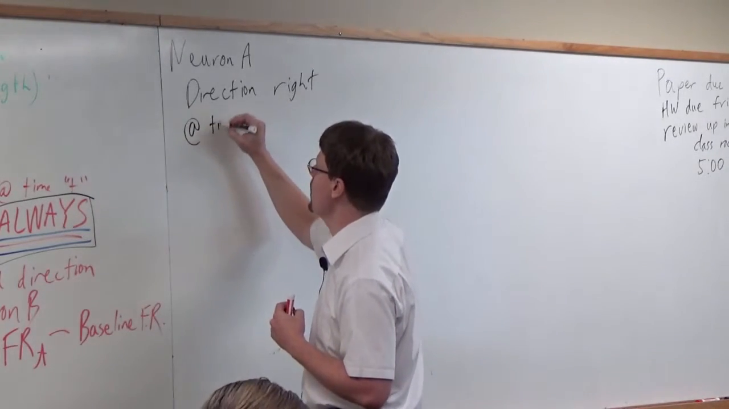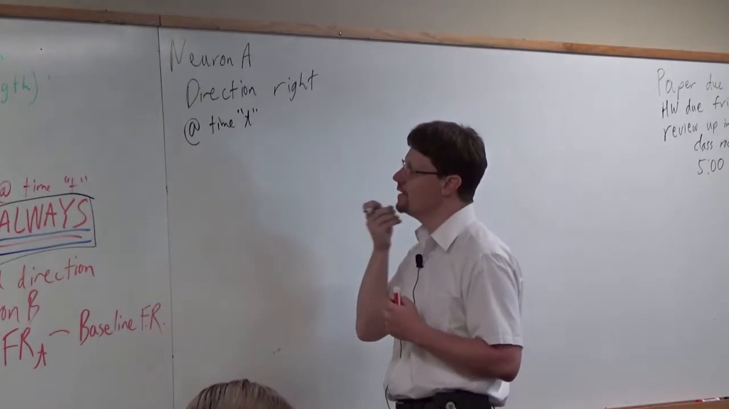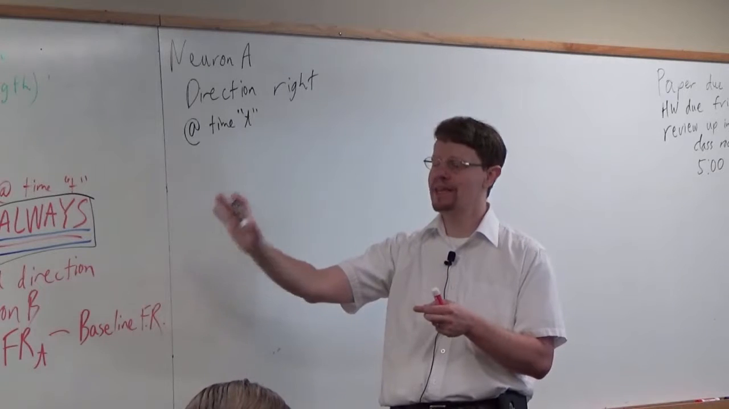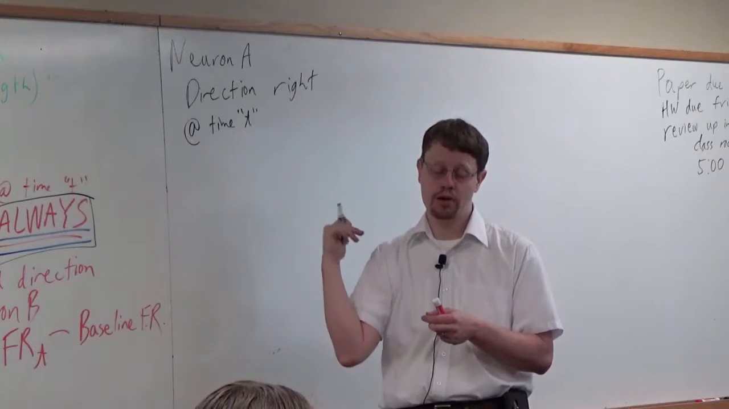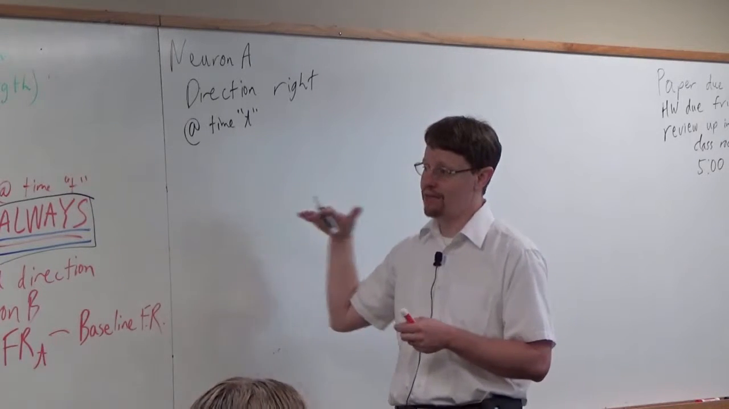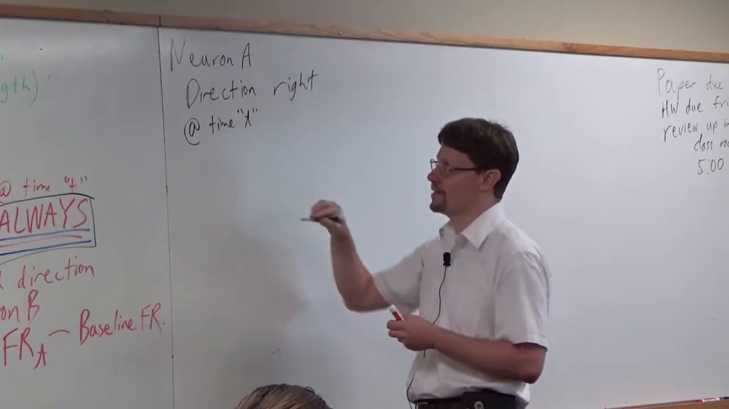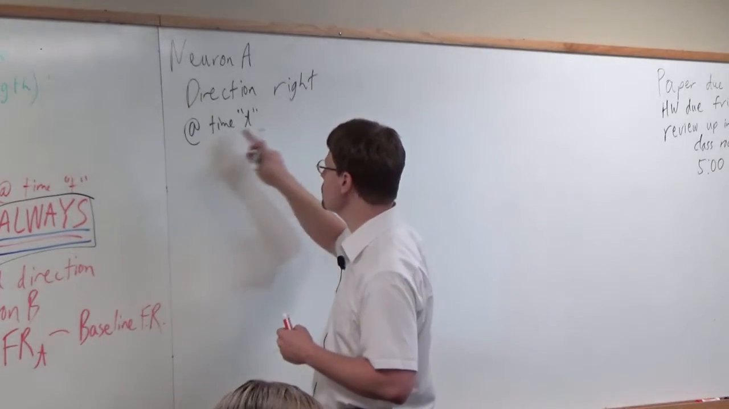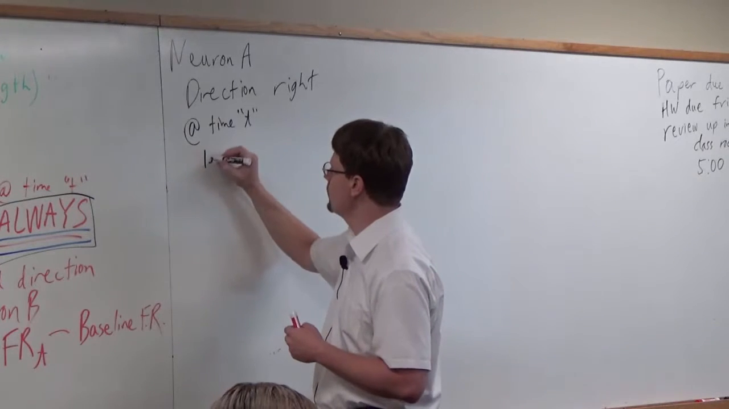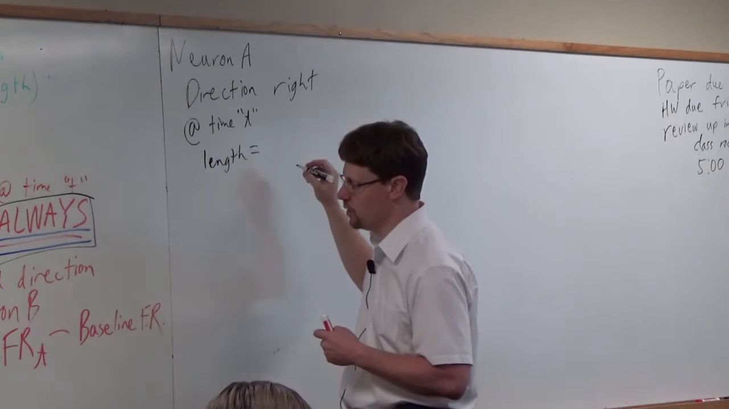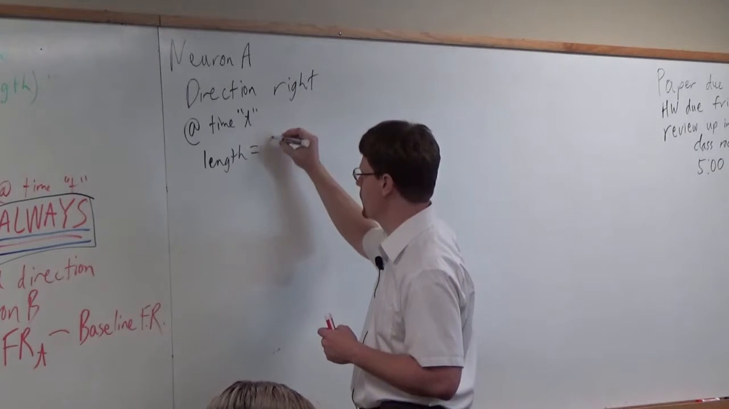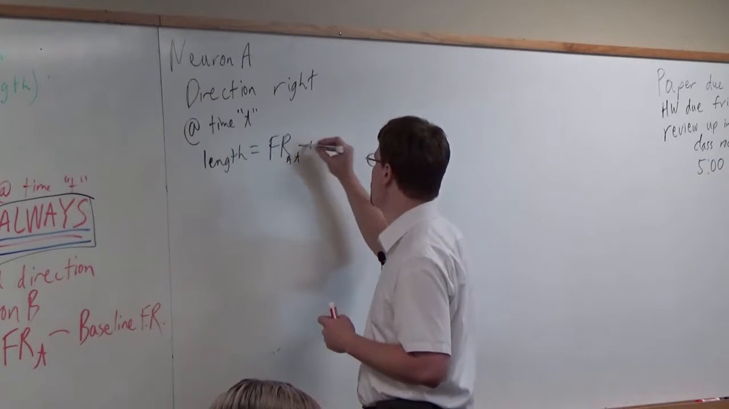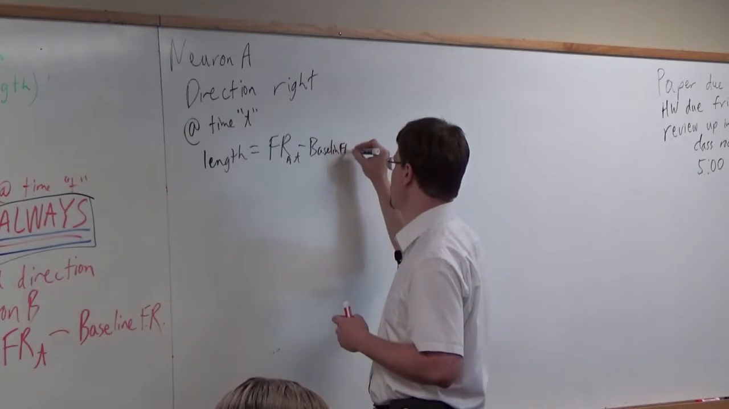And then at a particular time, that we'll call time t, it has a length. So neuron A, you can sort of think of it as a vector that grows and shrinks and grows and shrinks. At every time, the vector's pointing right, but at any particular moment, the length of that vector depends on what the firing rate is. It's like an always horizontal, always right-facing line that's growing and shrinking. So at time t, the length is going to equal the firing rate of neuron A at time t minus the baseline firing rate for neuron A.